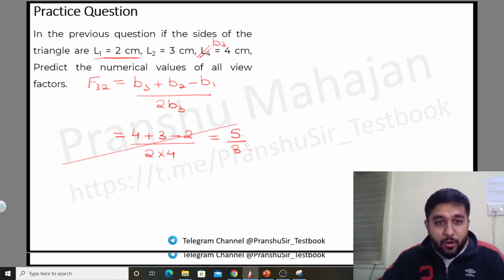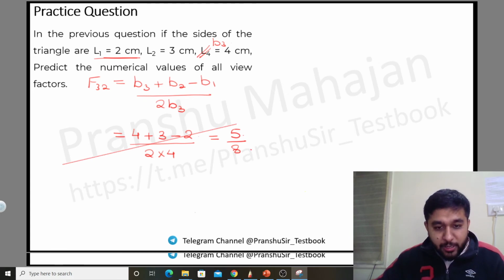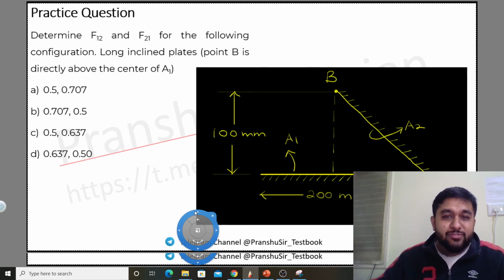Now your homework will be, you guys will solve this particular question using the same method, and the next time I will give you the solution of this one.